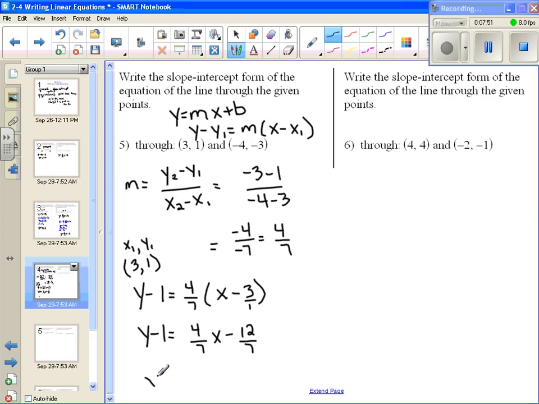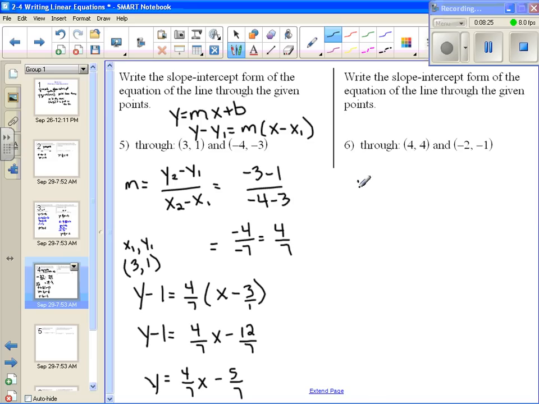The last thing I would need to do is add 1 to both sides. So I'm going to get 4/7 x. And if you do -12/7 plus 1, you can use your calculator if you need to, but remember I'm adding 7/7. And when I do that, I get -5/7. Now, you might look at this and say, well, that looked harder. It wasn't harder because of the formula I used. It was harder because of the fraction. So go ahead and try the next problem. And so pause it, try it, come back to it.